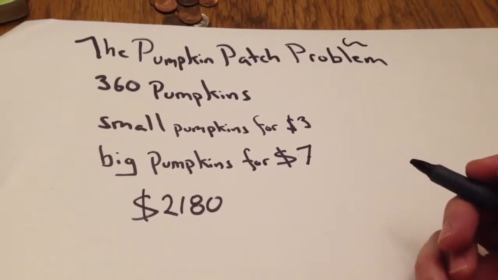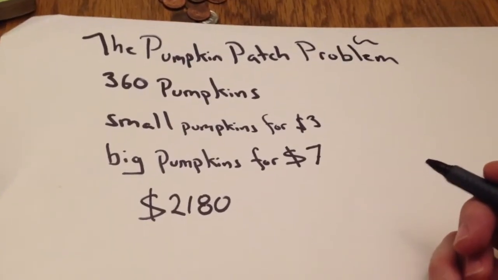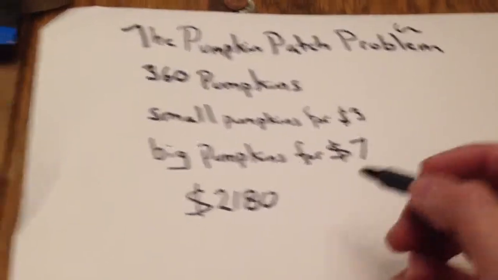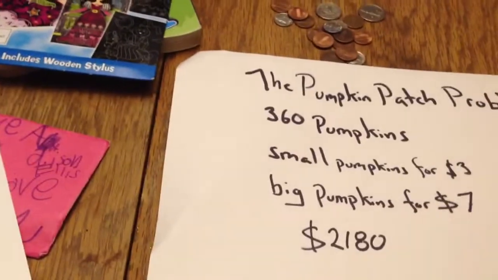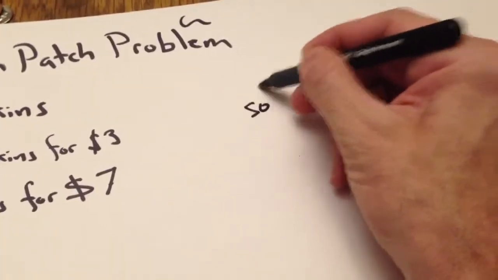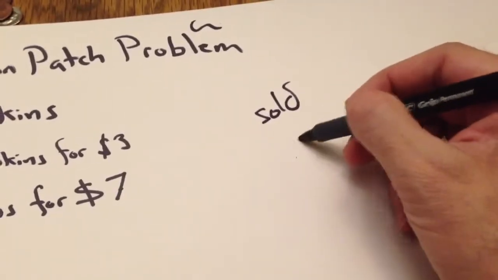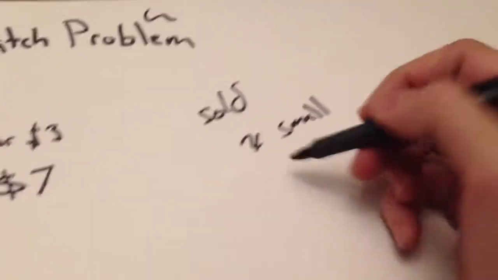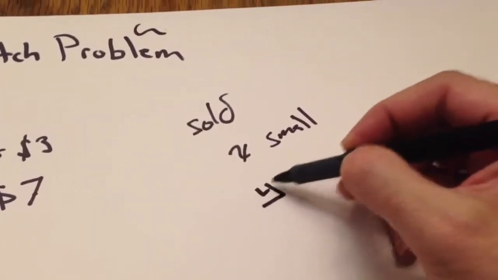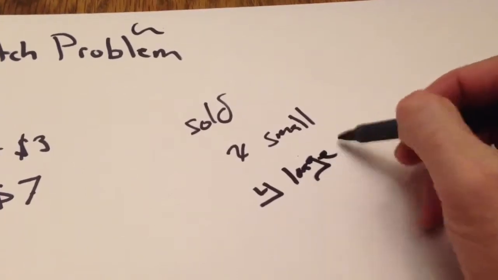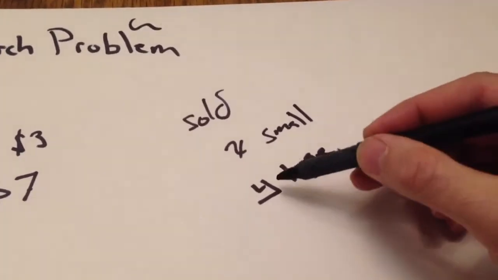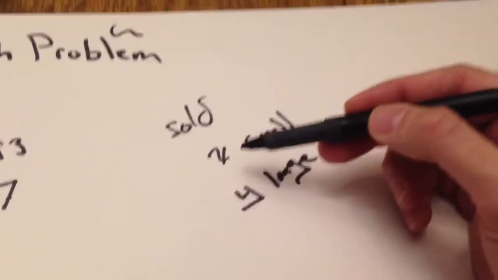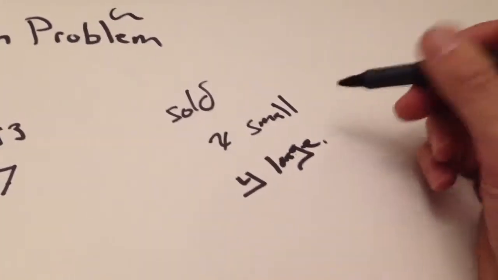And what is that equation? Do you know? No. Does anybody know? No. Well, we can say that we sold X small pumpkins. Now, X is a number that we don't know what it is. And we sold Y large pumpkins. Y is another number that's different than the other number that we don't know. Of course, they could both be equal, but we don't know yet.